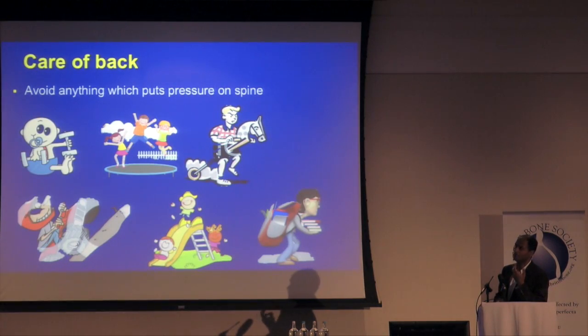Now, it's important to care for the back, and children should be asked to avoid anything which puts undue pressure on the spine. For example, trampolining, horse riding, adventure sports, contact sports. It's very challenging because if you try to tell a child to avoid doing this, they won't be happy at all. Carrying heavy loads. So these are all important instructions we provide families to take care of the back to prevent vertebral fracture.